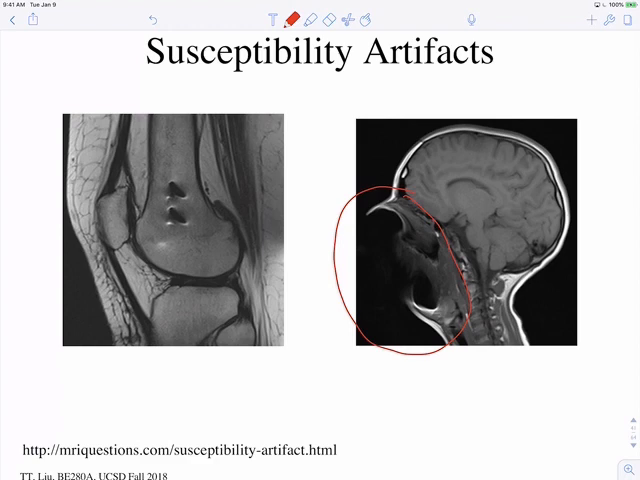Similarly, this person probably has some metal implants that are causing the magnetic field to be distorted. So in general, when we do our studies, we always screen out people who have a lot of dental work because we know we're going to lose a lot of our signal.